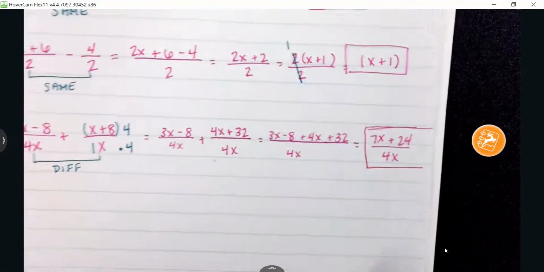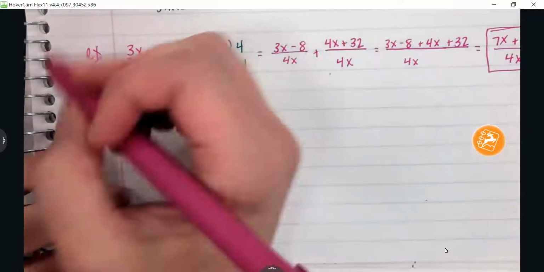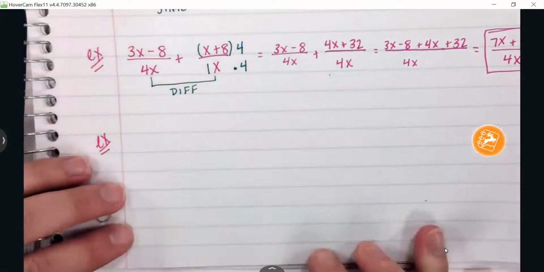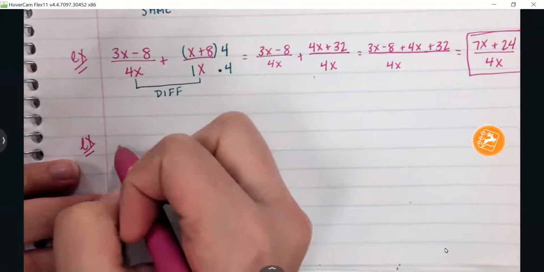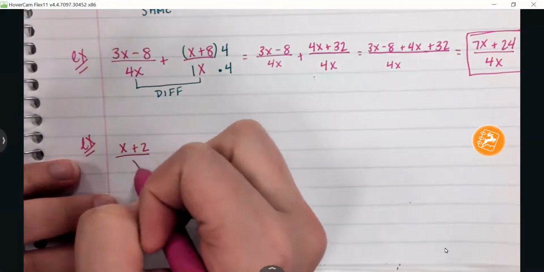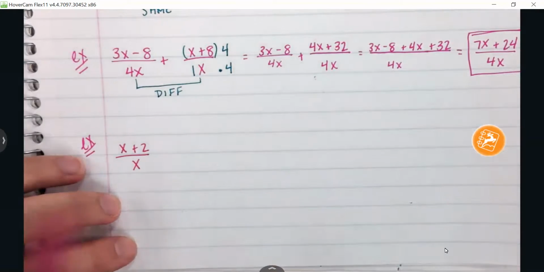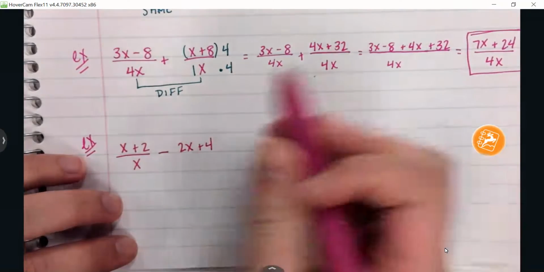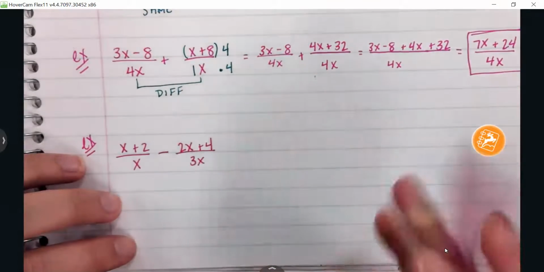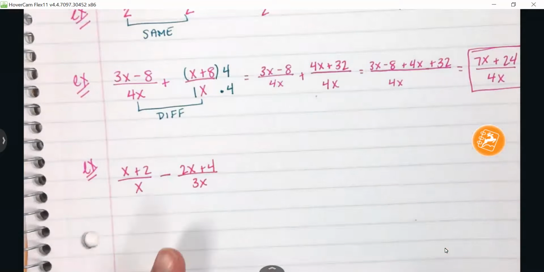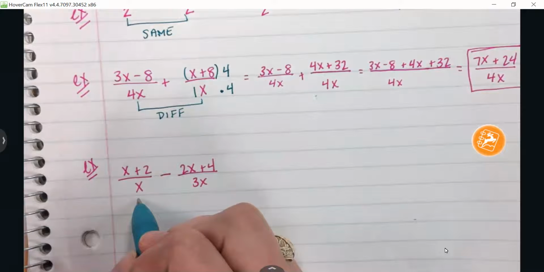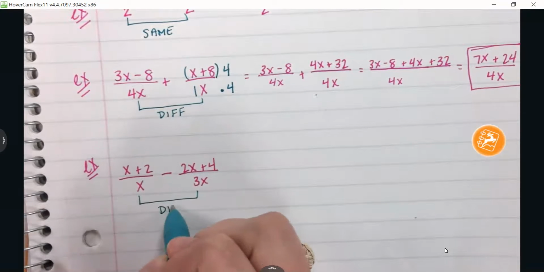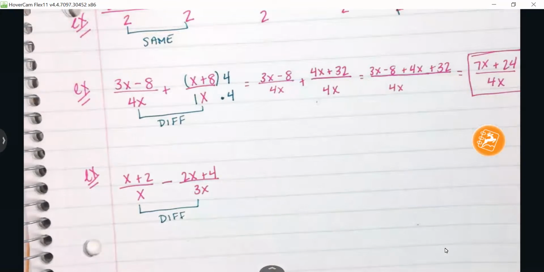Then I'll give you one to try by yourself, and then I'm going to give you 6 problems to do on your own. x plus 2 divided by x minus 2x plus 4 divided by 3x. Be very careful with that minus sign. It's going to change a lot of things. I know these are different, so I need to find a common denominator. See if you can do that for me.